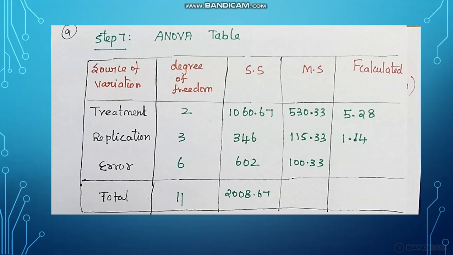Then the sum of square, and the mean sum of square is the sum of square divided by degree of freedom. And then the F calculated value. The F calculated value is: you want to divide TMS by the error mean sum of square, which will give the F calculated value of treatment. And RMS divided by the error mean sum of square will give the F calculated value for the replication.